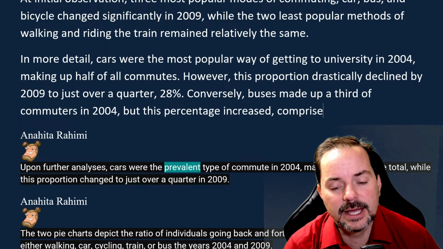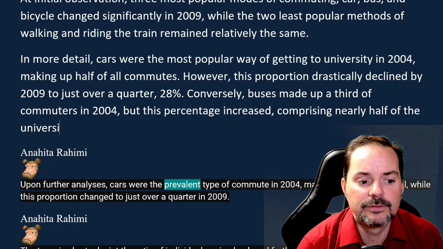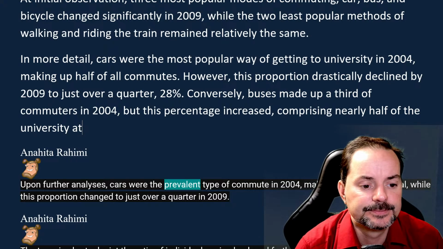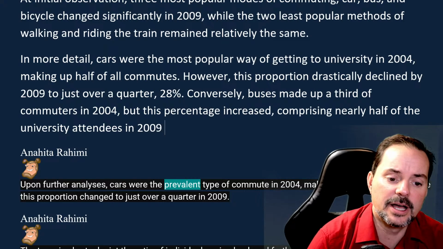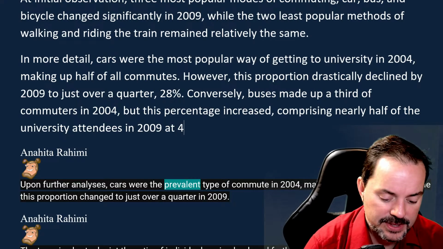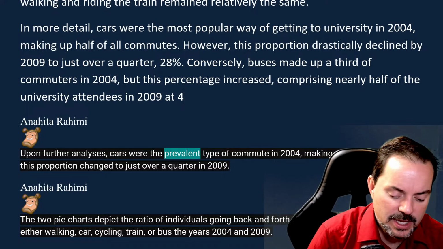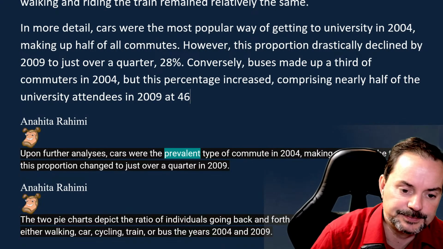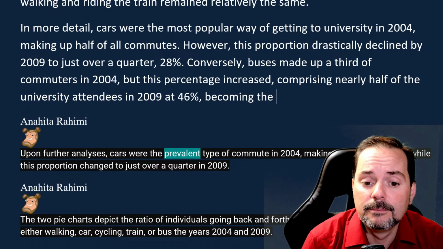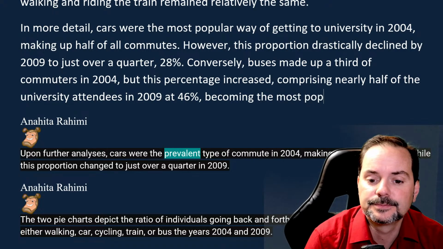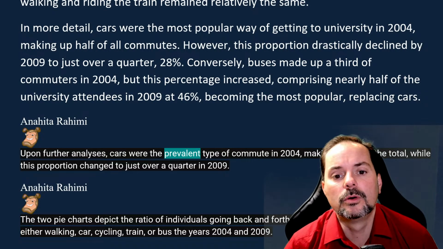Comprise means the same as make up, so comprising nearly half of the university attendees in 2009 at 46%. And then watch this. This is that further interpretation. This is what your professor is looking for, Domenico. At 46%, becoming the number one or most popular, replacing cars. Okay, right? So there's a shift there.